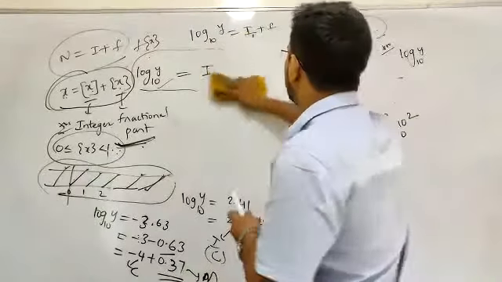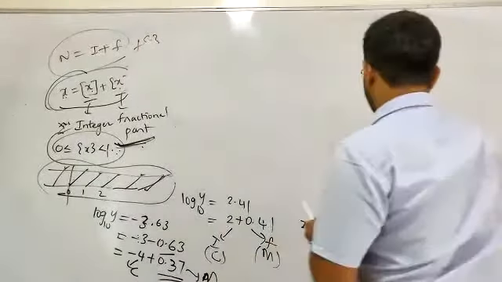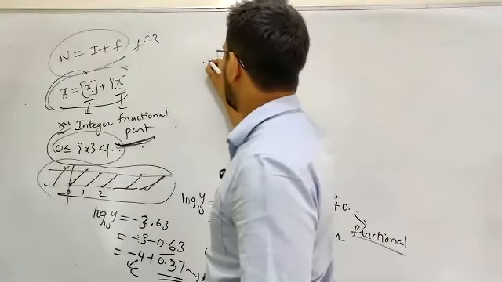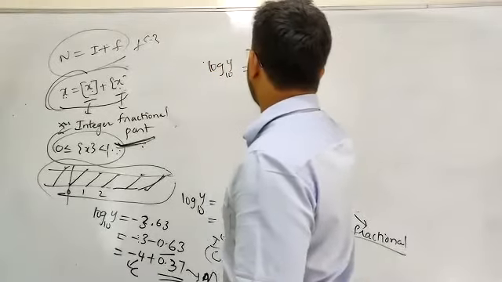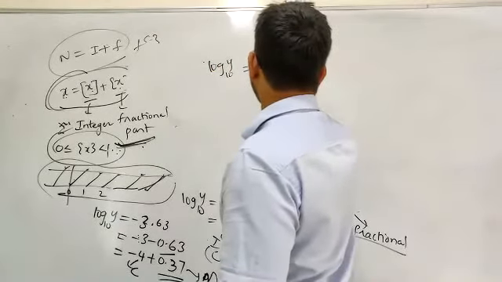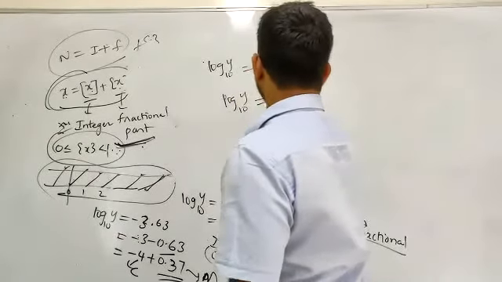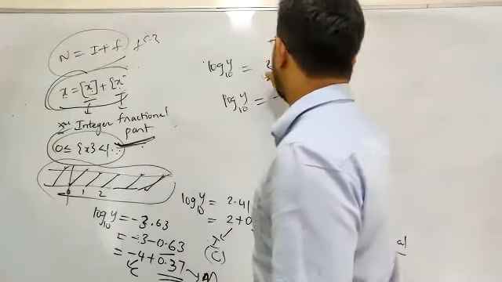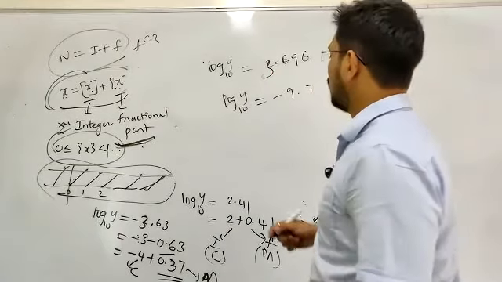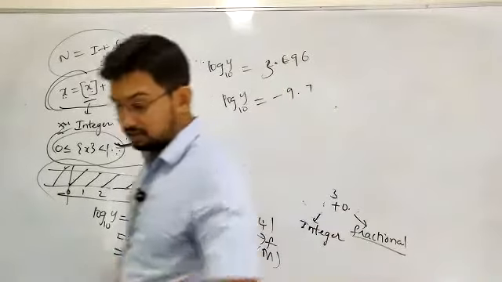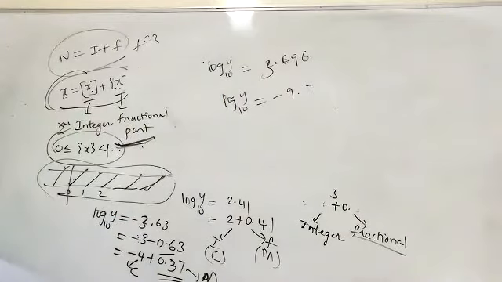Next, in the same consideration, let's take this. Log y to the base 10 is 3.696, and log y to the base 10 is -9.764, let's say 9.7. I want the characteristic and Mantissa here. Make it fast. Only then we'll move forward.